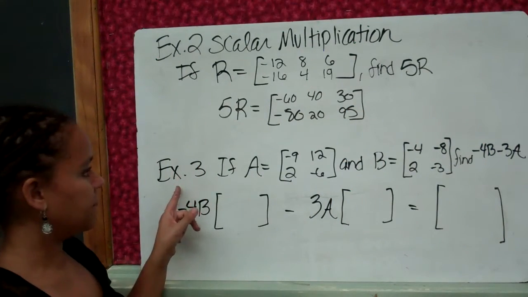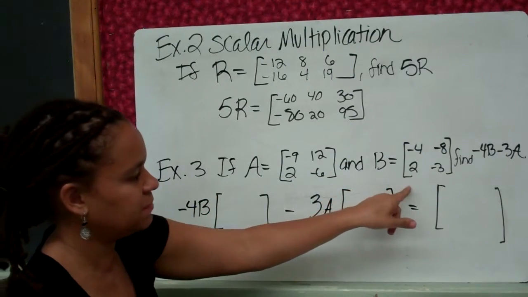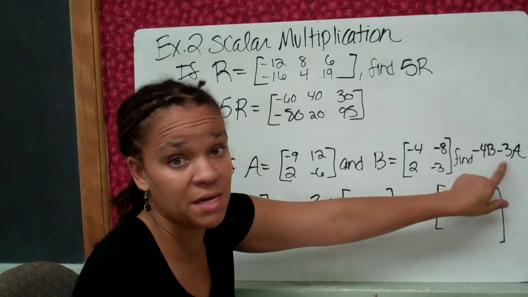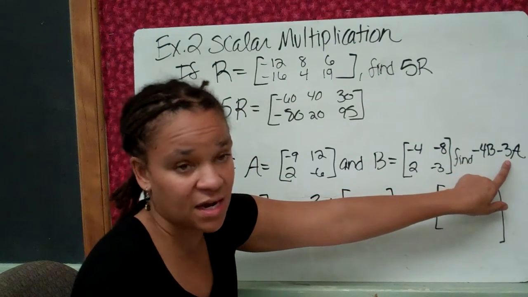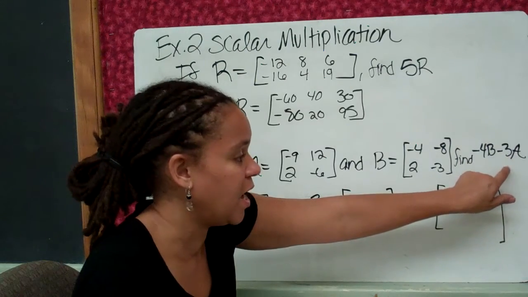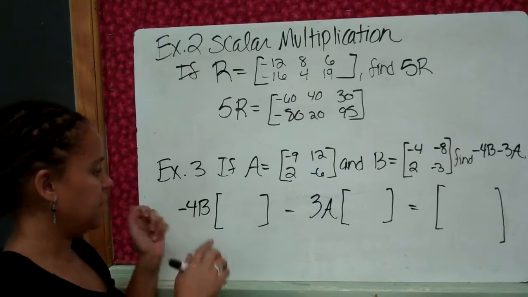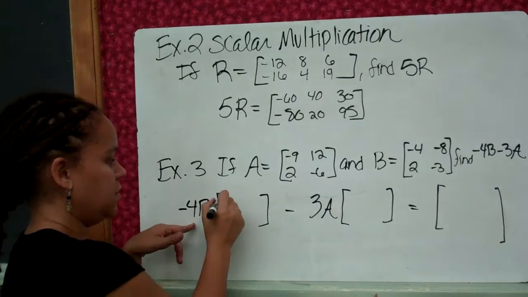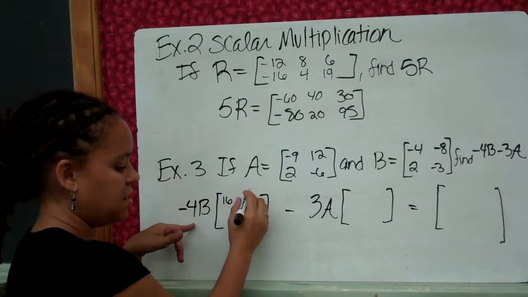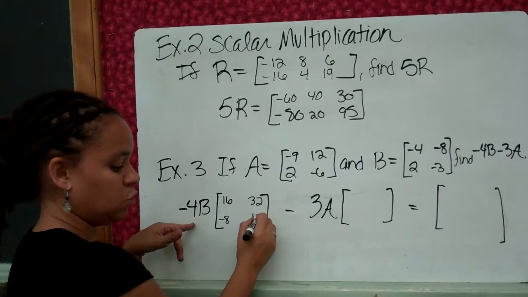Okay, example 3. Now we can combine things. If A is this matrix, B is this matrix, find negative 4B minus 3A. Well, first you find negative 4B, then you can find negative 3A, or you can find 3A, and then you can subtract them. So negative 4B means I'm taking negative 4 times everything inside of B.